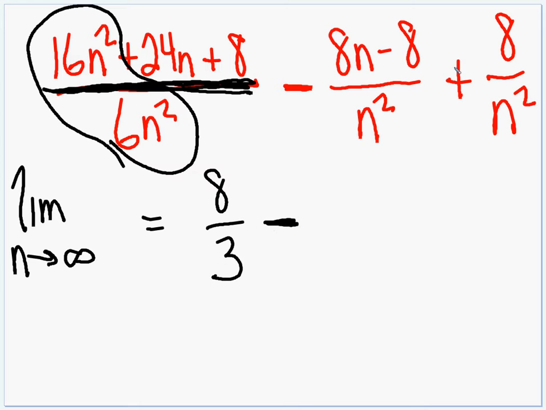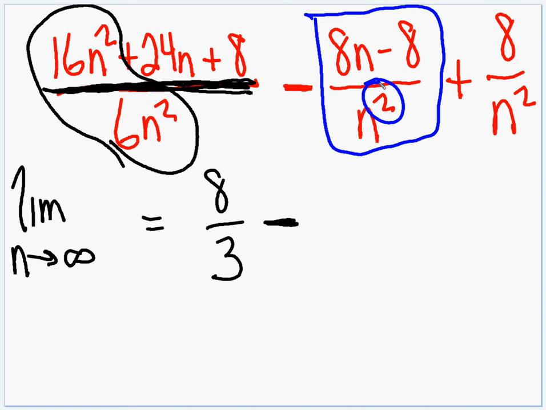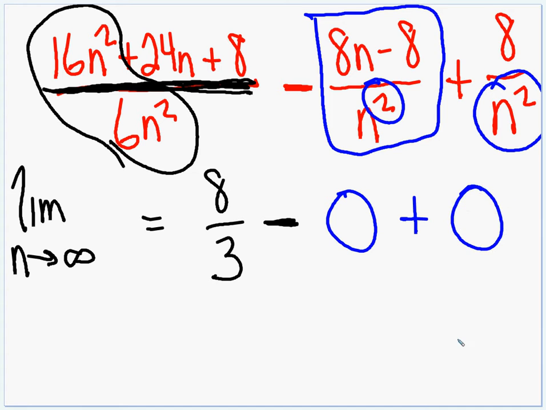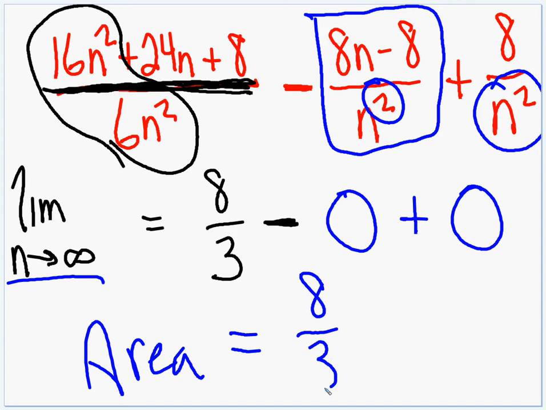minus, we've got another term, I'll circle it here in blue. What's more powerful, numerator or denominator? Denominator is more powerful. That chunk is heading for 0. Plus, we've got 8 over n squared. What's more powerful? Obviously the denominator. That's also heading for 0. So this is our, again, kind of an underestimate, but it's not really an estimate when we let n go to infinity. The area under that curve is equal to 8/3 square units exactly.